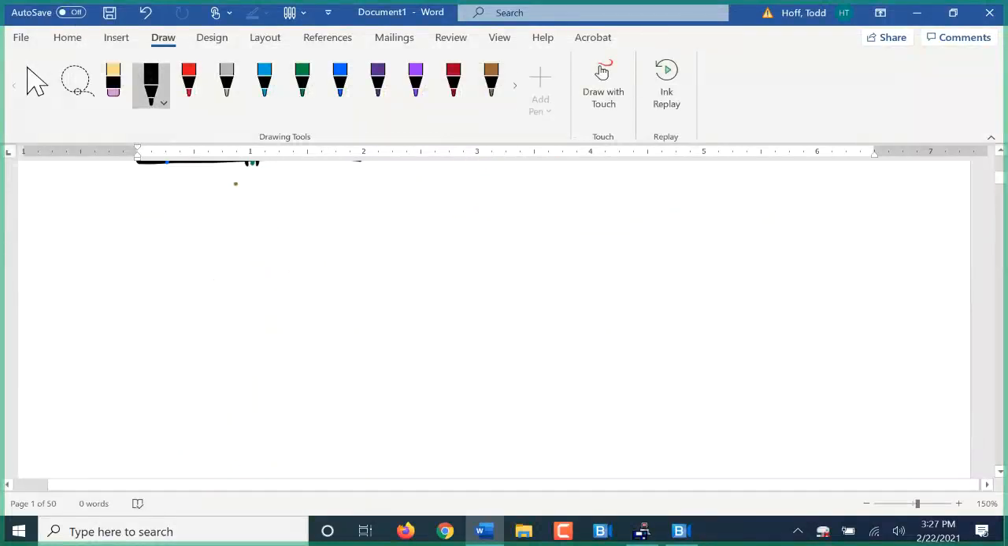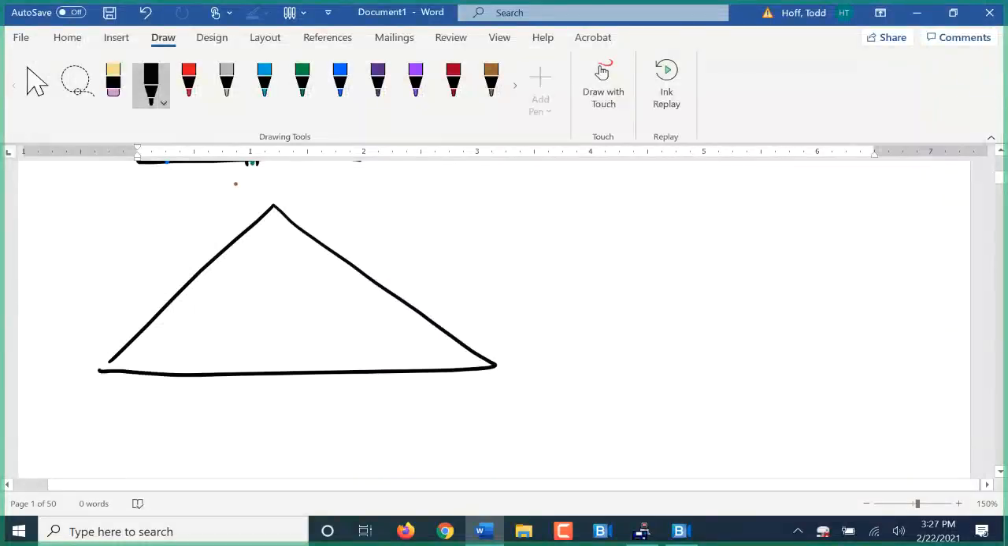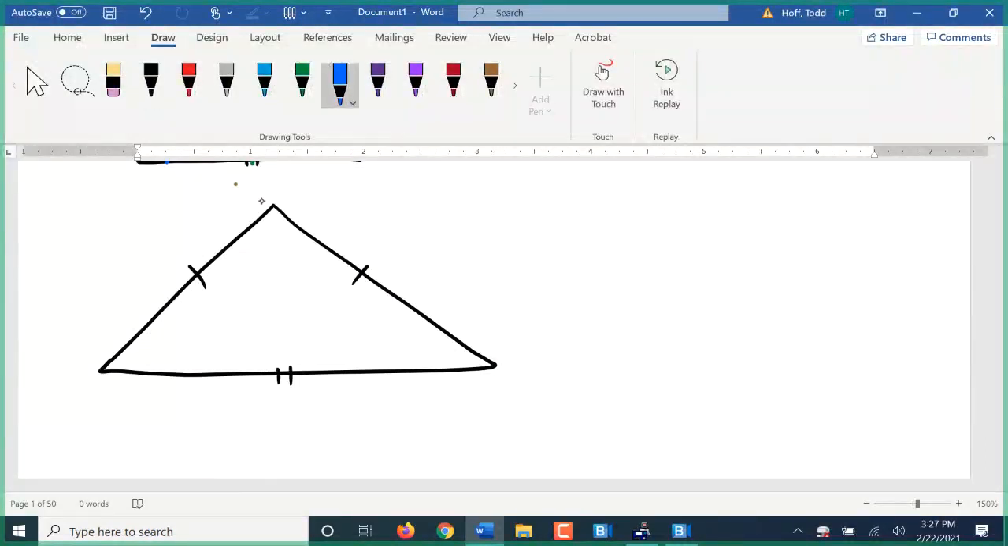Well, let's take a look at two isosceles triangles this time, just for fun. And let's put in an angle bisector.